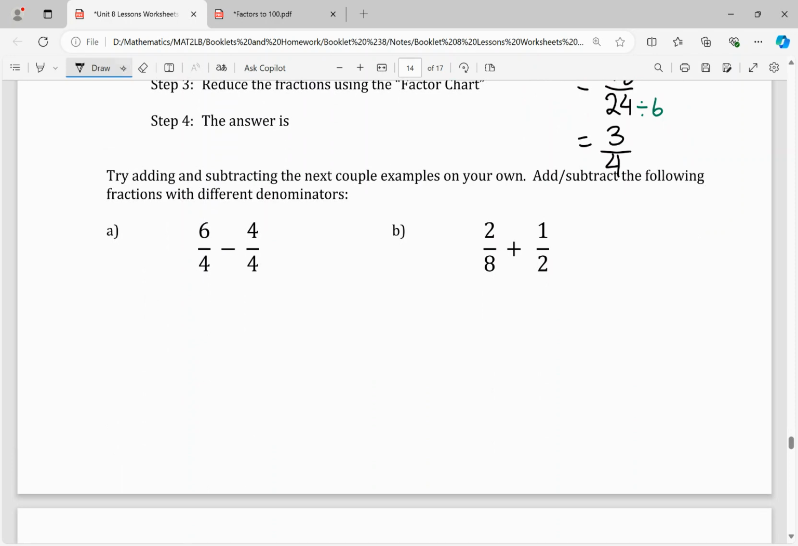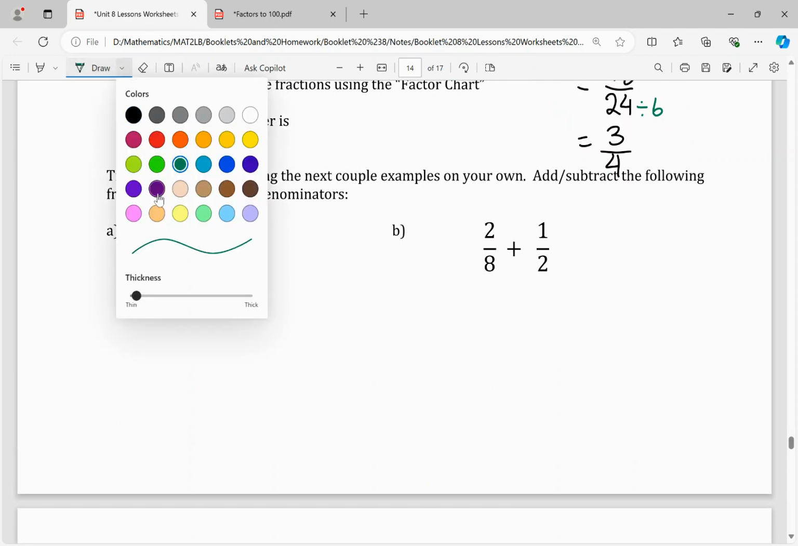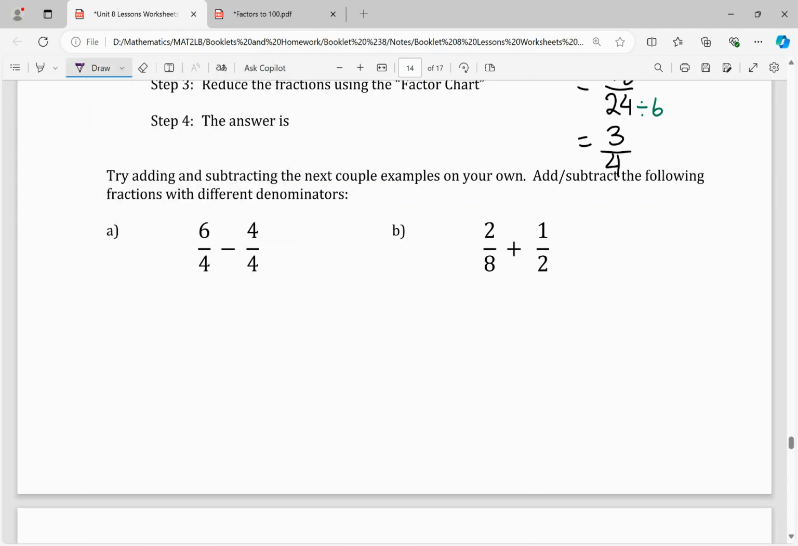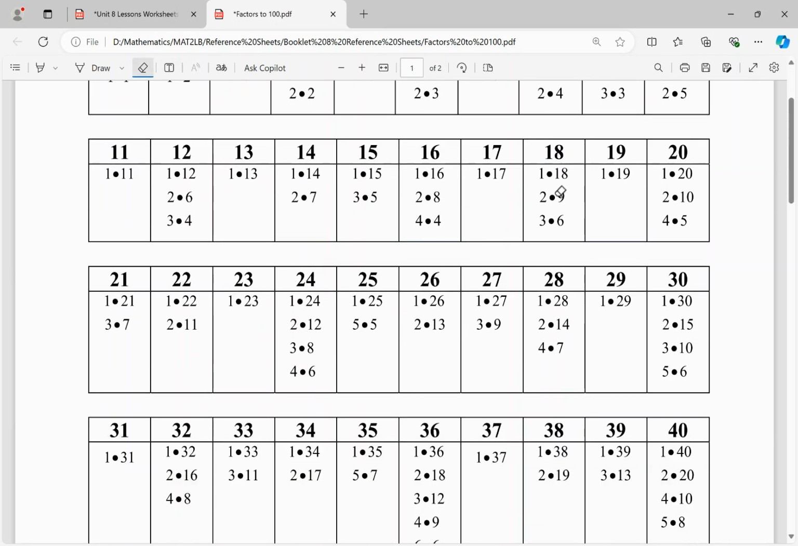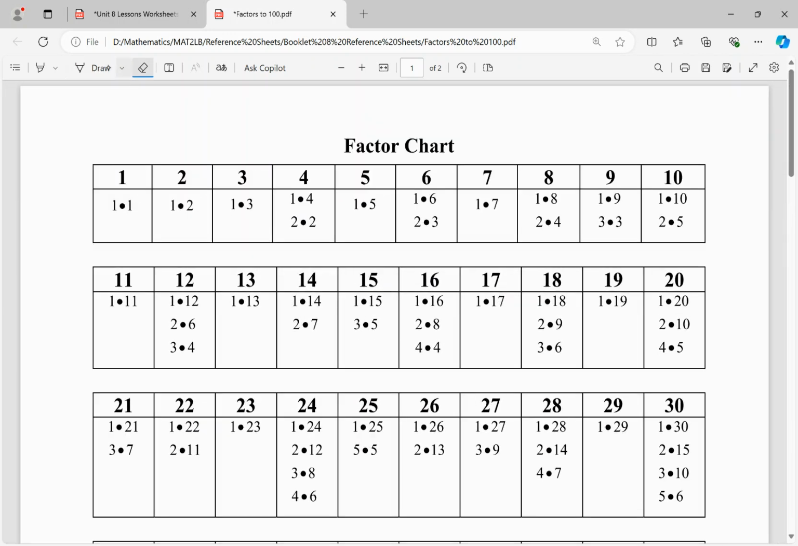Now, this first question is actually quite straightforward because you already have a common denominator, and that common denominator is 4. So we can jump to the step where we subtract the numerators. 6 minus 4 is equal to 2, giving us a fraction of 2 over 4. So let's visit our factor chart. 2 and 4 are up here at the top. And the largest number that they have in common is 2.